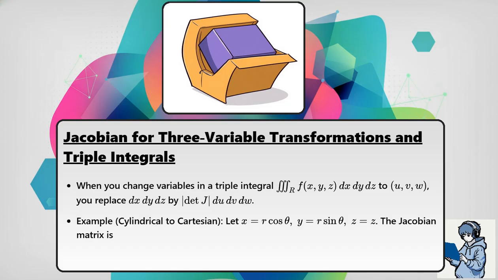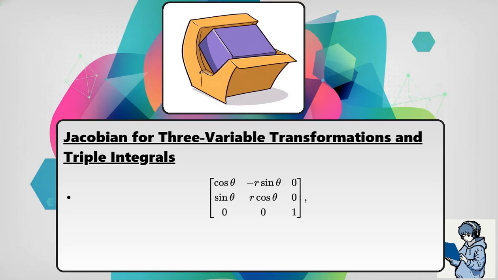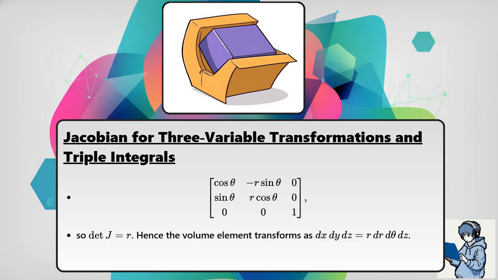Example, cylindrical to Cartesian. Let x equals r cosine theta, y equals r sine theta, z equals z. The Jacobian matrix is a 3 by 3 matrix with first row cosine theta, negative r sine theta, 0. Second row sine theta, r cosine theta, 0. Third row 0, 0, 1. So det J equals r, hence the volume element transforms as dx dy dz equals r dr d theta dz.